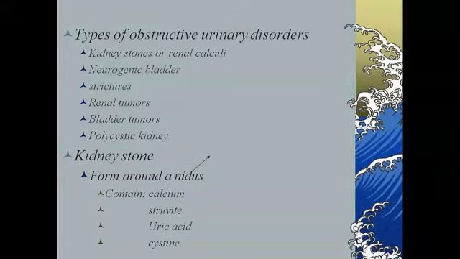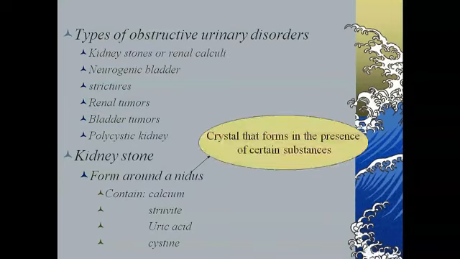Now, kidney stones are formed around a nidus, and a nidus is a crystal that forms in the presence of certain substances, and those substances might be calcium, which occurs because of prolonged immobilization. Keep somebody in bed 24 hours, you start to lose calcium from the bone. You start to lose your muscle mass, so you need to get people out of bed as soon as possible. Could occur because of an alkaline urine, because the calcium precipitate can cause stones.